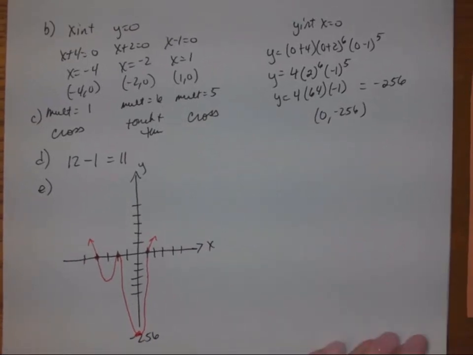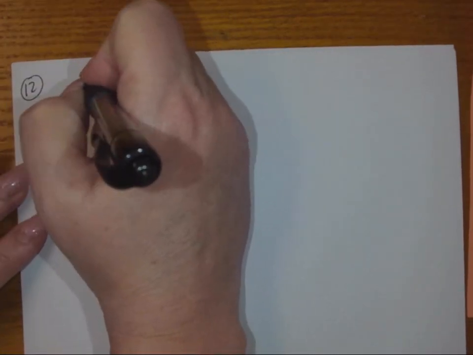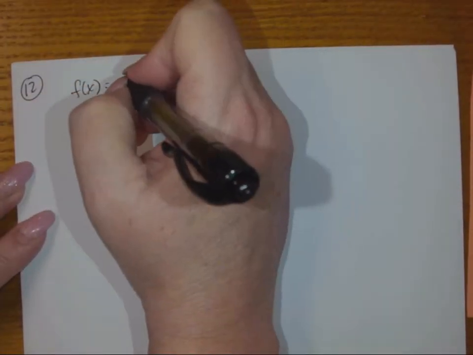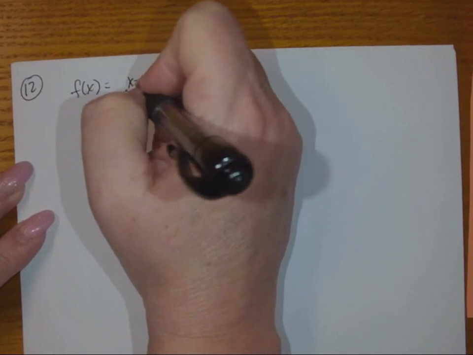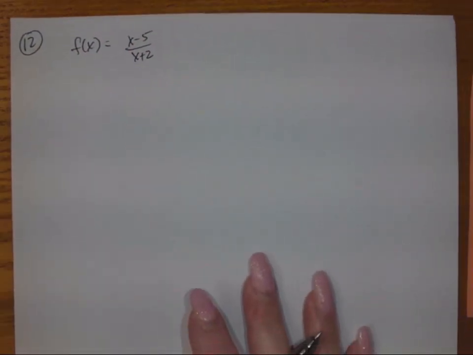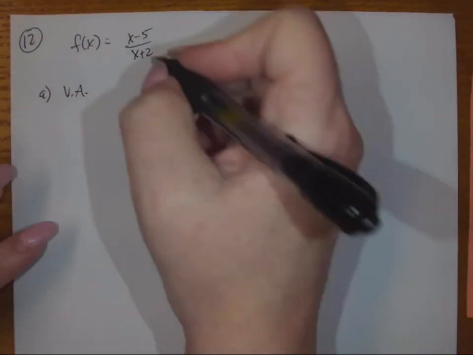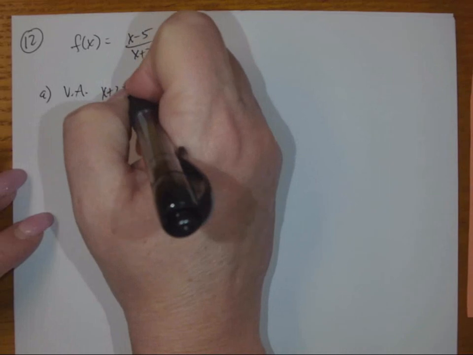All right, we've got one more problem. For our polynomial, so this will be our last one, we are given f of x is equal to x minus 5 over x plus 2. So on this one, we've got to worry about asymptotes. We have a denominator. So the first part is to find the vertical asymptote. Again, that's setting the denominator equal to 0.